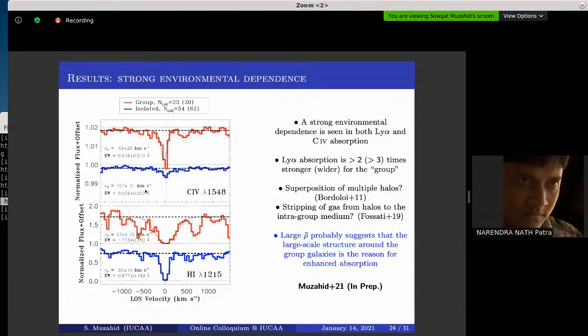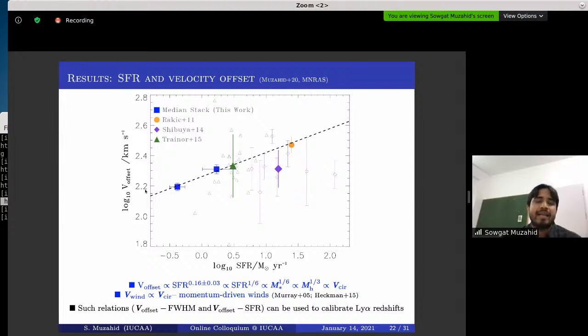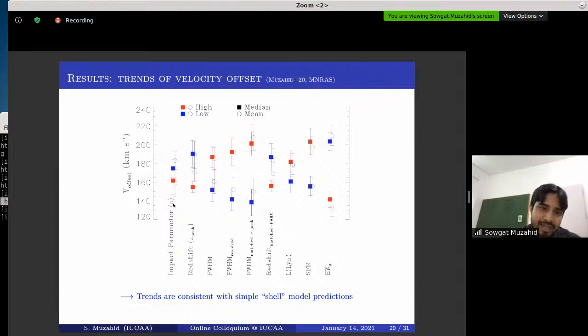Okay, I have a quick question. On this SFR versus offset, you say that you can calibrate the Lyman alpha emitter redshift, but doesn't it also depend on the impact parameter? If you believe the shell model, as you go farther away, I would expect the offset to be different for different impact parameters, as the simulation also showed.